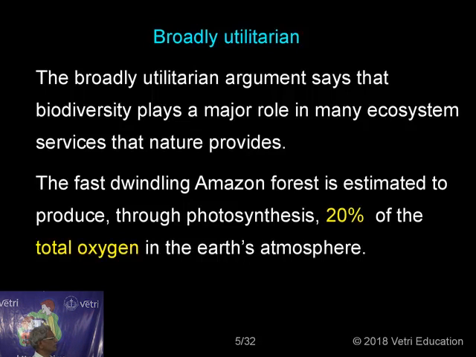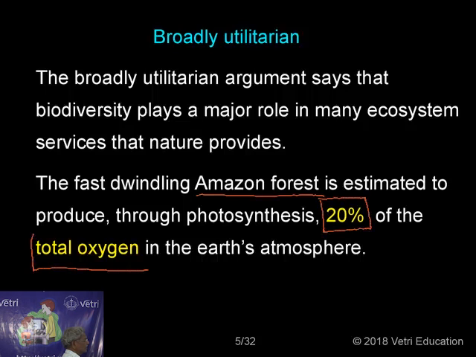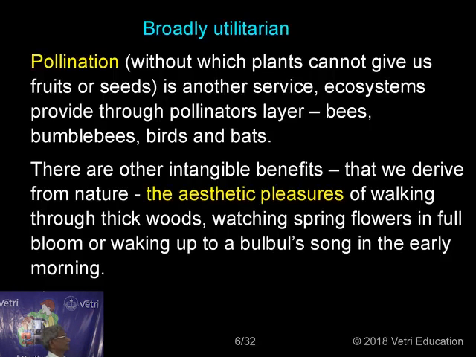What about the broadly utilitarian value? The broadly utilitarian argument says that biodiversity plays a major role in many ecosystem services that nature provides. A fast dwindling Amazon forest is estimated to produce, through photosynthesis, 20% of the total oxygen in the Earth's atmosphere. See, 20% of the total oxygen. Just imagine, if you had to produce this 20% of the oxygen present in the atmosphere in the laboratory, how much money you would have to spend, you can imagine.